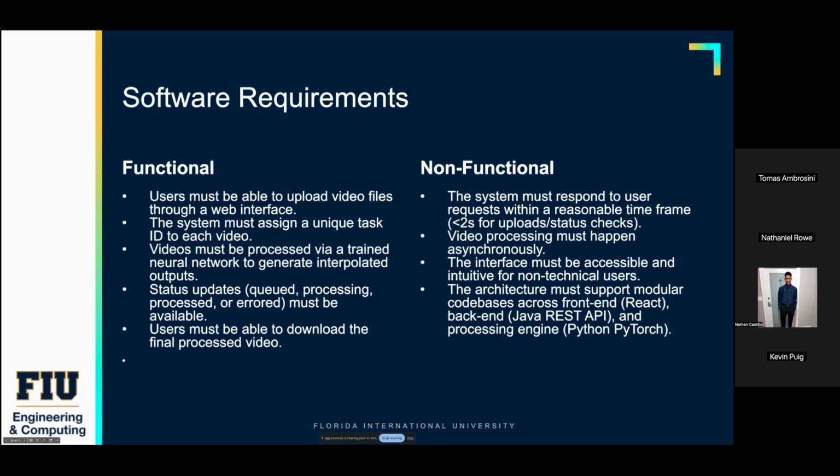These videos were then enqueued and set to be processed by a fully trained convolutional neural network to generate the interpolated frames. The status updates must be made available on the front end. So there's a status page that automatically checks whether a video is in the queue, processing, processed, or errored. And once the video has been processed, they would be able to download the final processed video, which contains double the amount of frames.